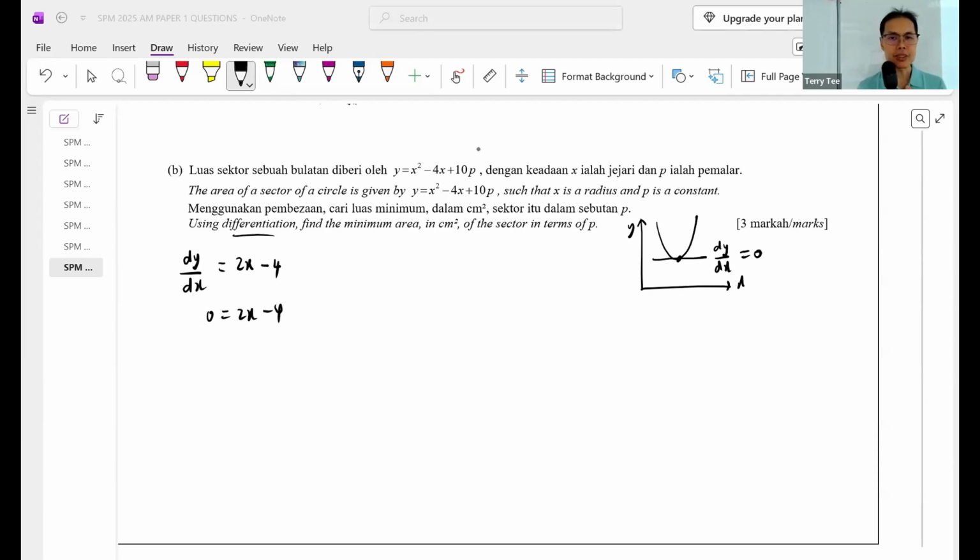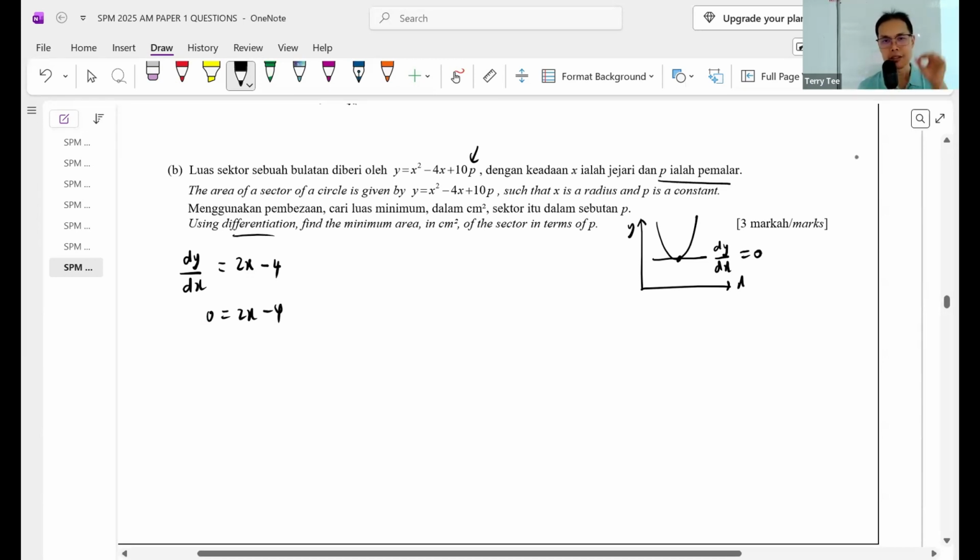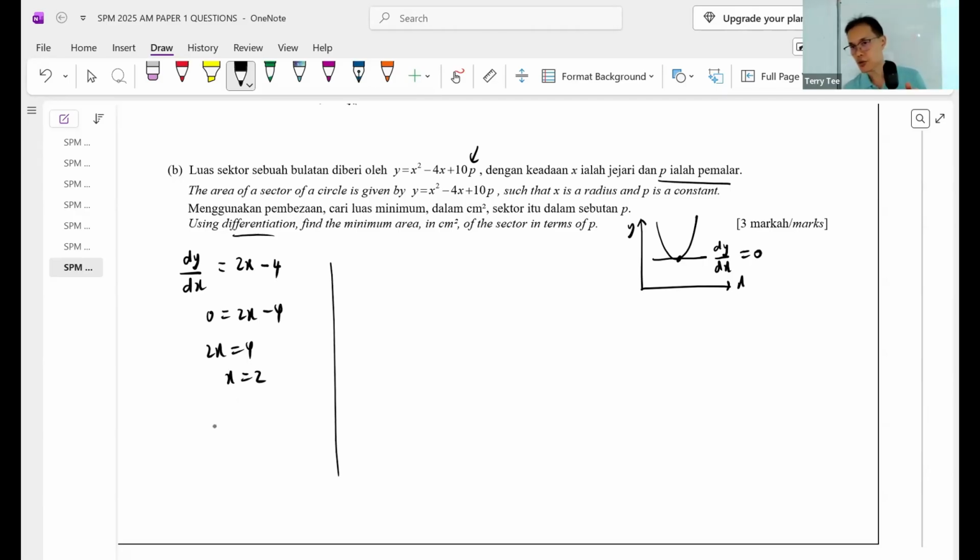Okay, remember, 10p is a constant. They say p is a constant. Differentiate the constant, what do you get? You get 0. Okay, now let's bring over, 2x is 4. What is x? x is 2. Now, you're going to take x equals 2 and sub inside where? Inside your y.